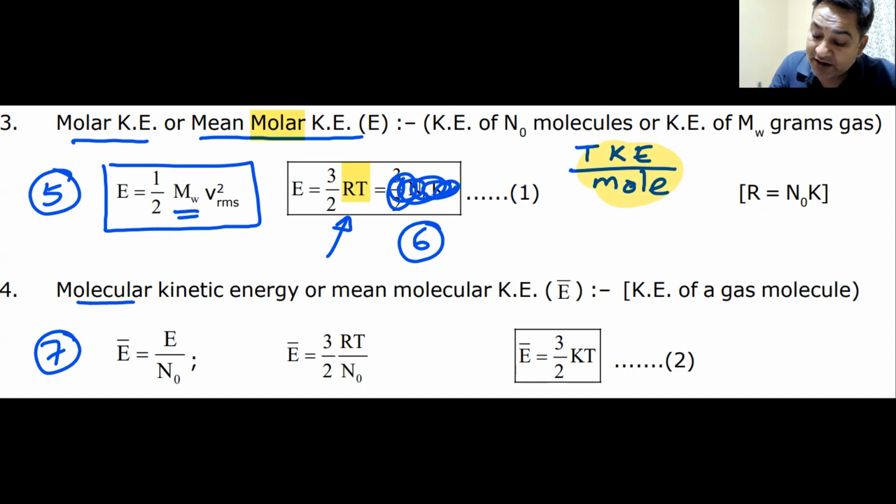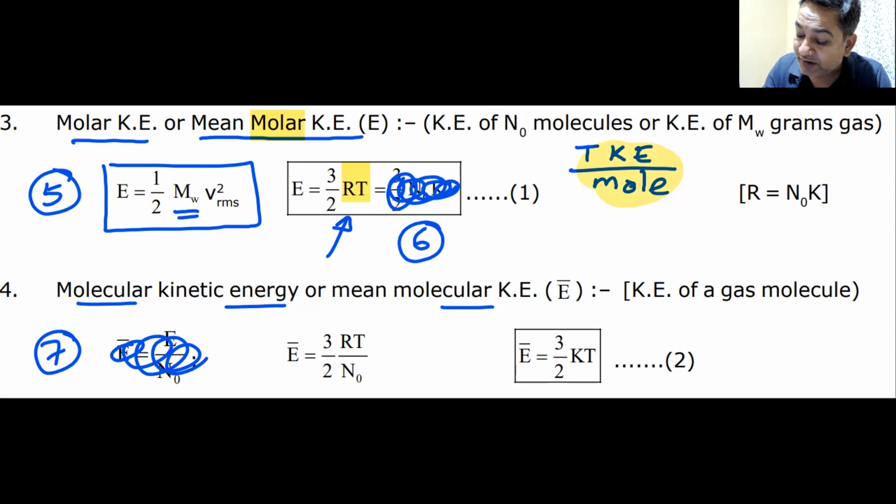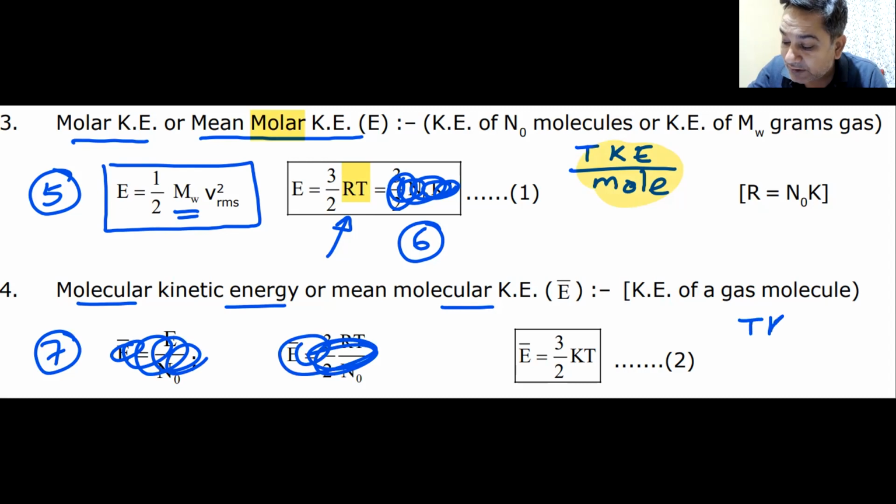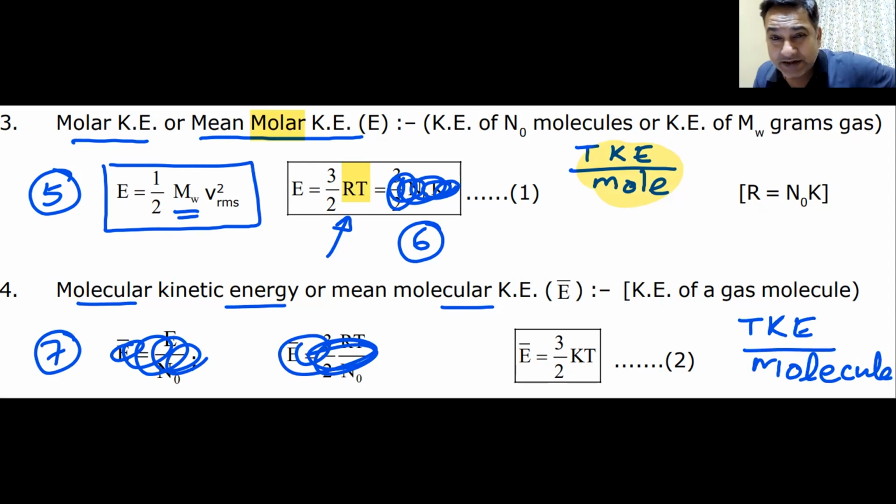In formula number 7, I have total kinetic energy per molecule. I will write this as total kinetic energy per molecule. Understand the difference between all the four. The first one was total kinetic energy. The second one was kinetic energy per unit volume. The third one was kinetic energy per mole. And as you can see, the fourth is kinetic energy per molecule.